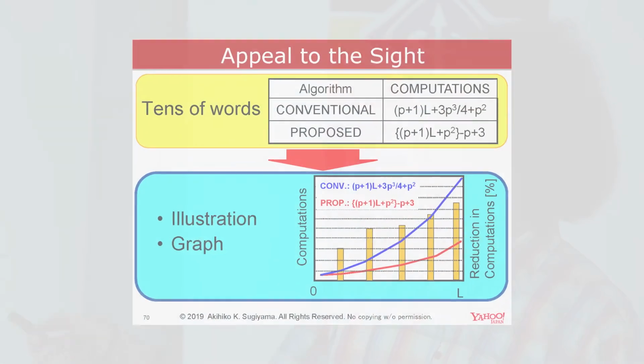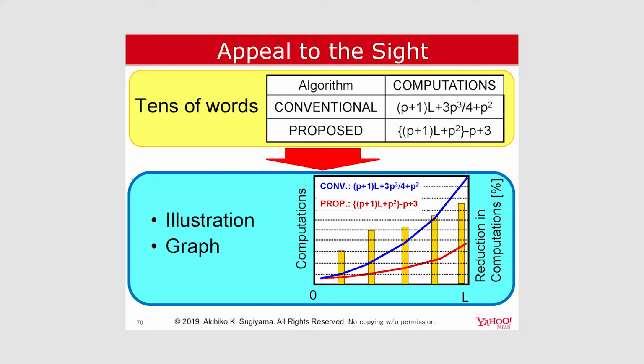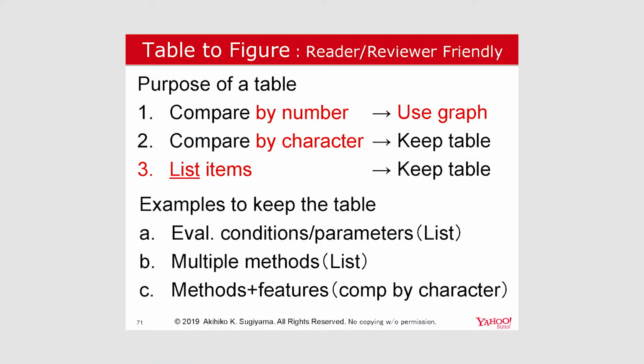Okay, so this is a technique. Appeal to the sight. Instead of writing things this way with tens of words, you can convey the same information or much more information if you introduce a graph like this. Illustrations, graphs, they would help a lot. Always try to introduce an illustration or use a graph instead of a table, as I will explain later. Okay, so, table to figures.